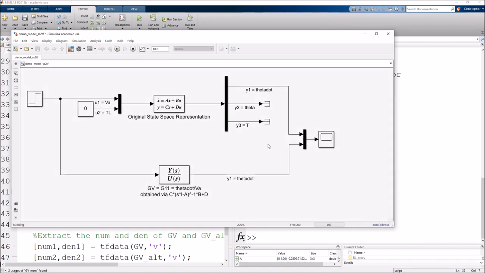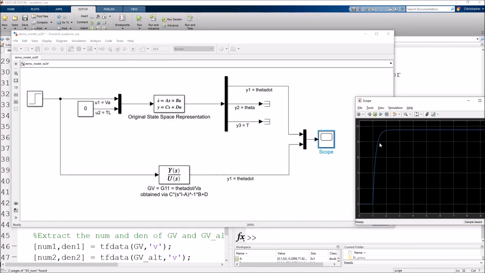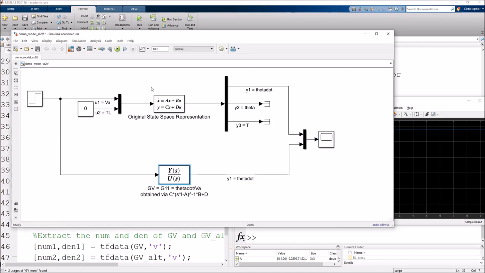So if I run this and look at the scope, look at that. They lie right on top of each other, right? So we see that, yes, in this case, this transfer function is the same thing as this state space representation for this particular input to this particular output, right?